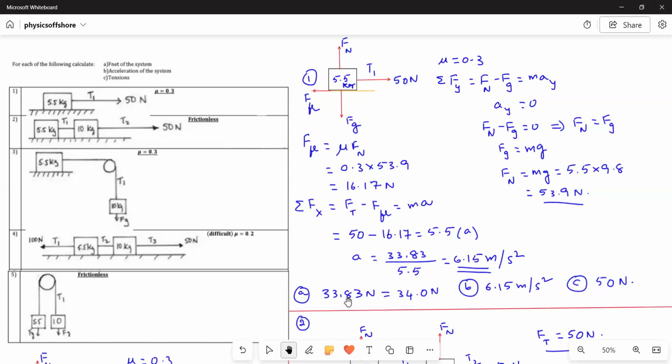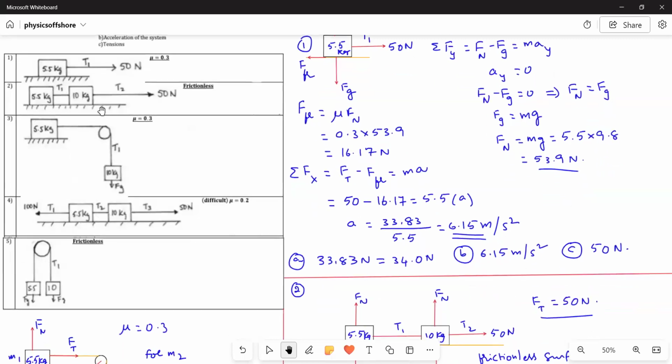So the answers for this question are: F net is 33.83 newtons or 34 newtons, the acceleration of the system is 6.15 meters per second square, and the tension in the string is 50 newtons. This is the first bit. Now moving on to the second bit.